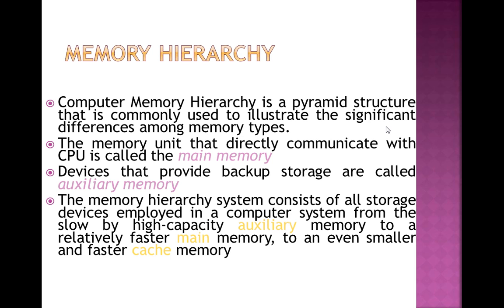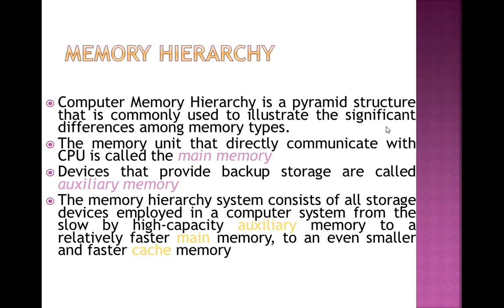Then the next one says the memory hierarchy system consists of all the storage devices employed in a computer system, from the slow but high capacity auxiliary memory to a relatively faster main memory, to an even smaller and faster cache memory. So there are two types of memory generally, main memory and secondary memory, that is auxiliary memory. Main memory is internal to the computer, and the auxiliary memory, secondary memory, is external to the computer. And there is one more memory that provides high speed of access, known as the cache memory.